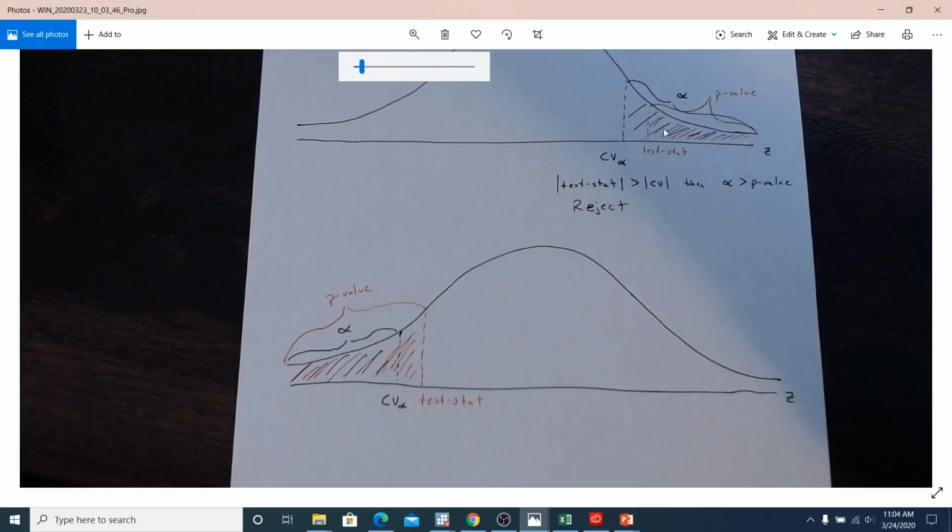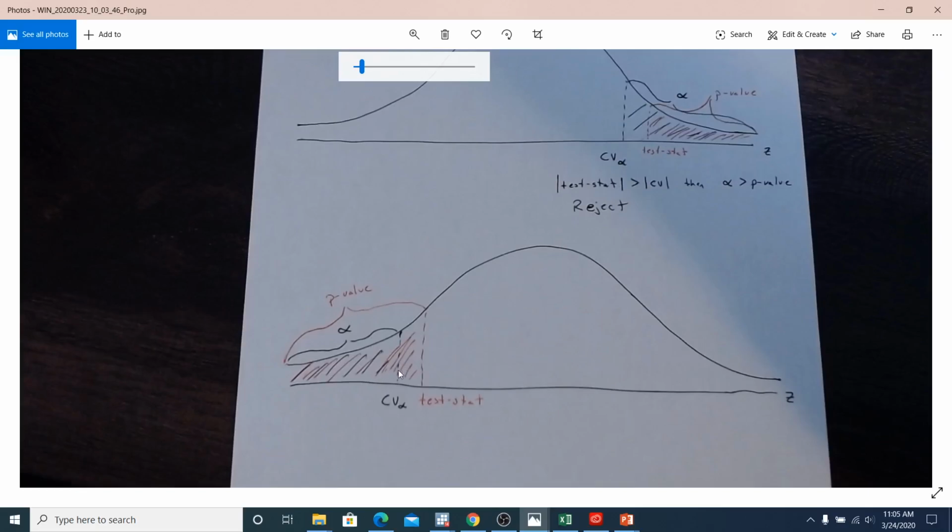For the right-tailed test, I'm showing you why, if the test statistic is greater in absolute value than your critical value, well, the area to the right of the test statistic is the p-value. The area to the right of the critical value here is alpha. So if the p-value is less than alpha, the test statistic has to be greater than the critical value. And so in both cases, we would reject, right? When the p-value is less than alpha, or the critical value is less than our test statistic.